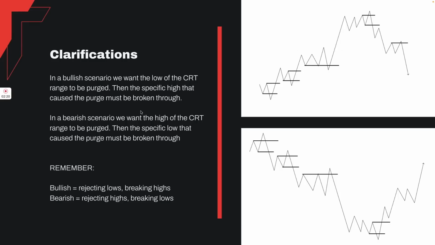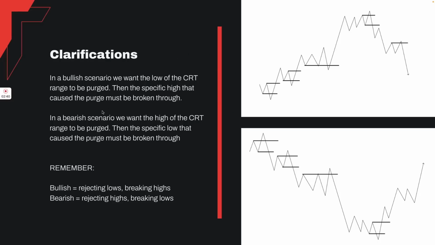What does that look like? As you can see right here, we purged a low and we broke the specific high that purged the low. This is bullish. Now just imagine this is a CRT.